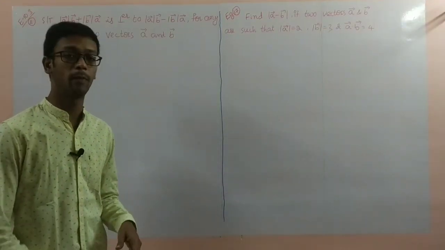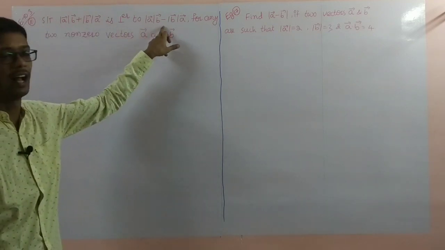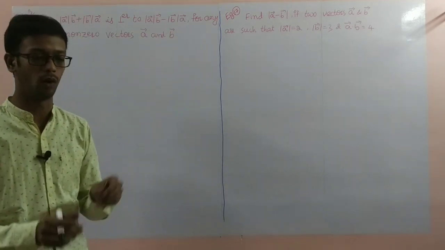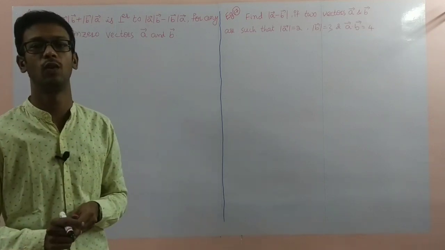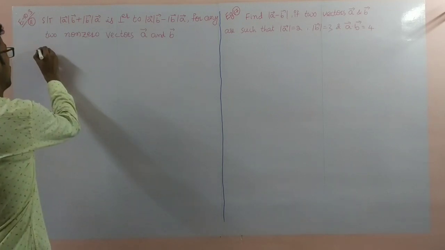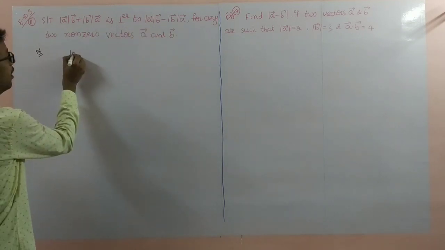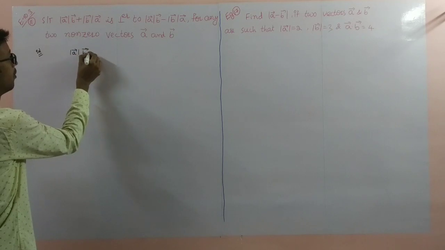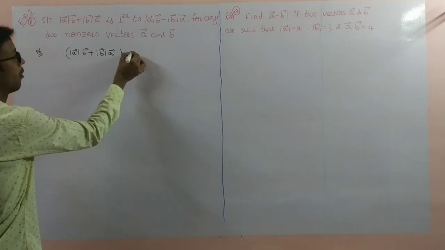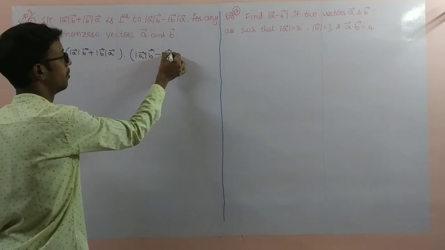Now, problem number 11. Show that this vector is perpendicular to another vector. Perpendicular means, as we discussed, dot product should be equal to 0. If the dot product of two vectors is 0, then the two vectors are called perpendicular to each other. Solution. Directly I am doing the dot product of these two vectors. Magnitude of a bar into b bar plus magnitude of b bar into a bar, dot product with magnitude of a bar into b bar minus magnitude of b bar into a bar.